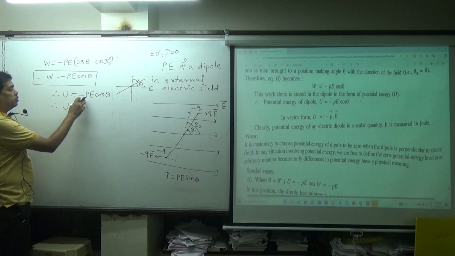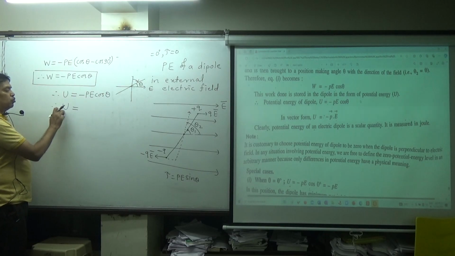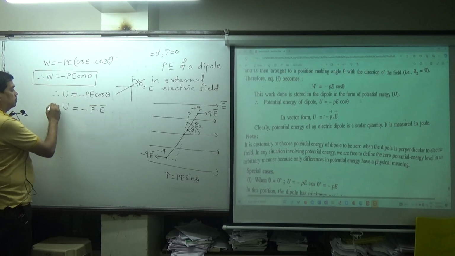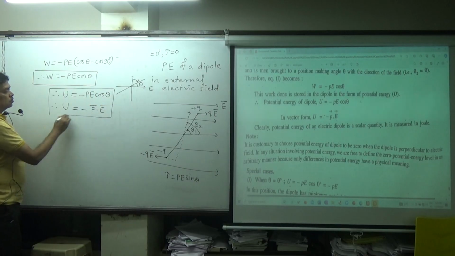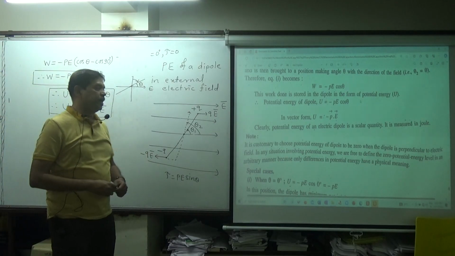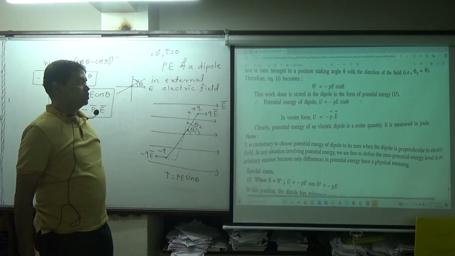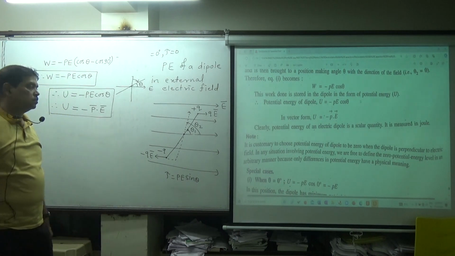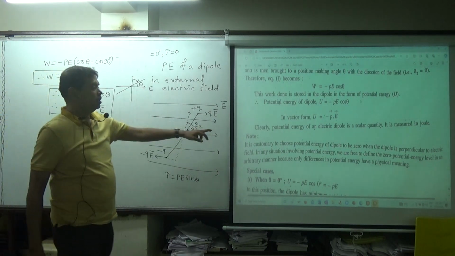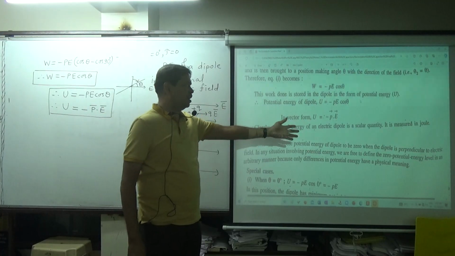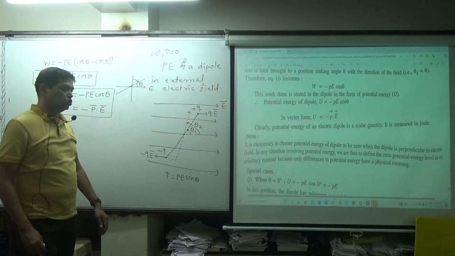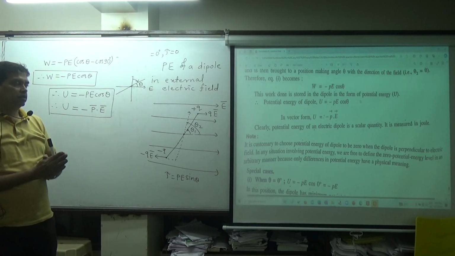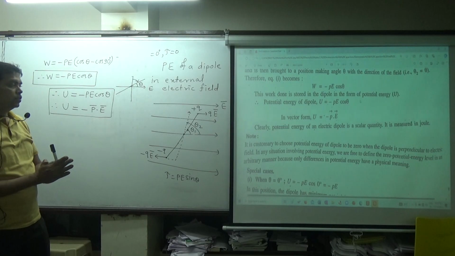And in vector form, P and E are vectors and potential energy is scalar, so minus P bar dot E bar. This is the potential energy of the dipole in external electric field. Clearly, potential energy scalar है तो हमको पता है, it is measured in joules. And now see, this is very important. This is very important. Okay.